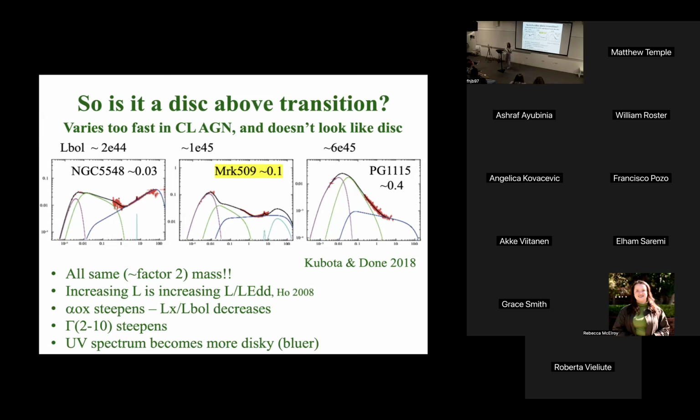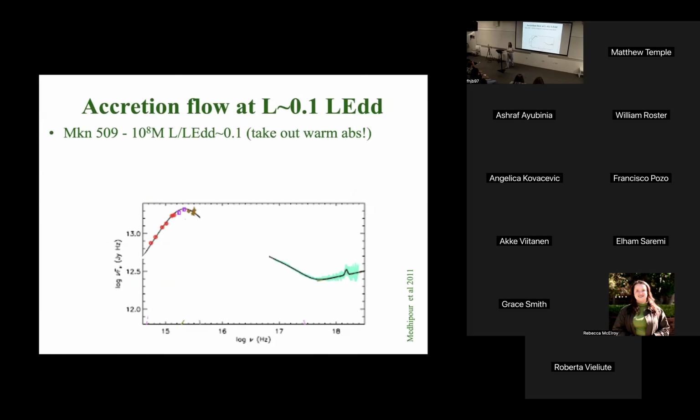And the key thing that you're seeing here is that as you go to higher Eddington fraction, this disky thing becomes more prominent and the hard X-ray spectrum steepens. So let's look at one of these in more detail.